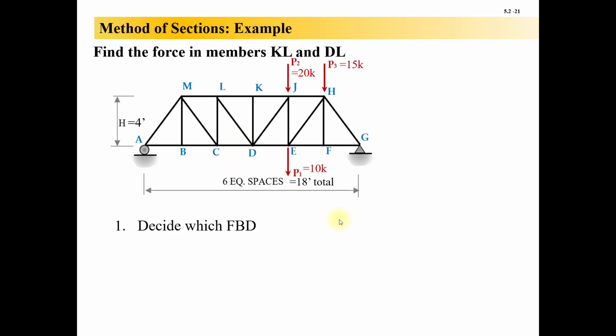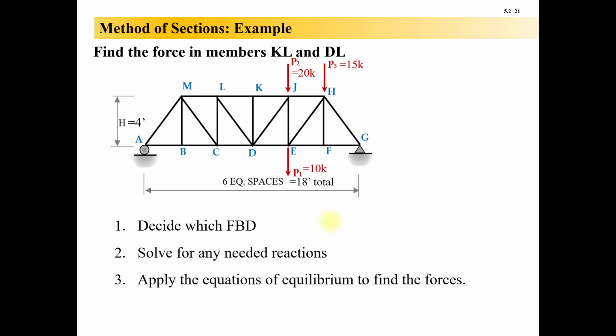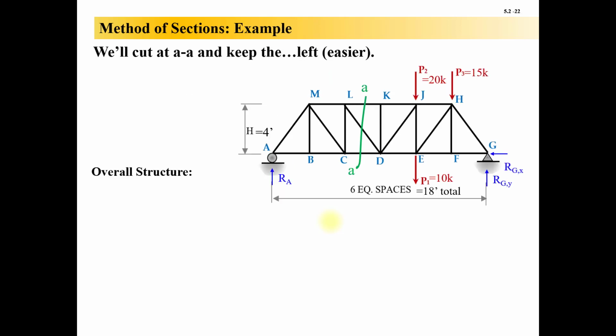Step 1, decide which free body diagram to use. Solve for any needed reactions after that for that free body. Apply the equations of equilibrium to find the forces. So I'm going to cut right through here at AA. Why is that? Because that's going to give me KL and DL. It could even give me CD straight away.